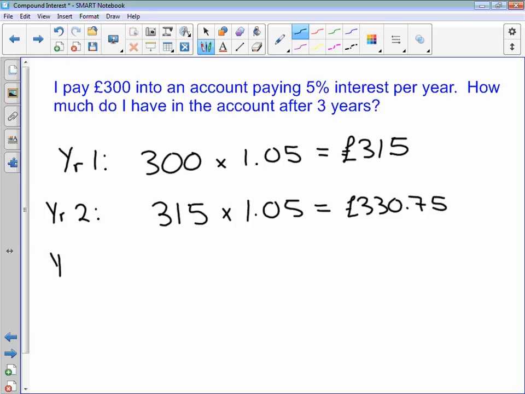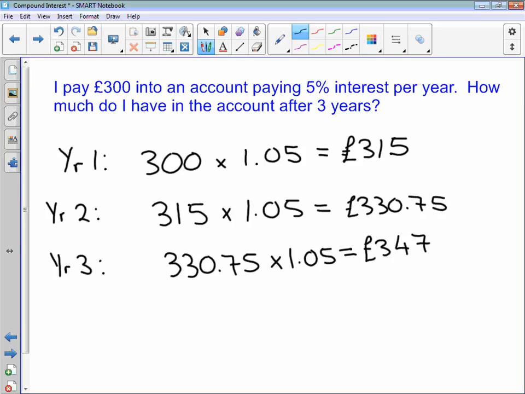The question asked me about how much I would have in the account at the end of the 3rd year. So I need to look at how much interest and amount I would get on £330.75. And if I times that by 1.05, rounding to 2 decimal places, because money is rounded to 2 decimal places, I end up with £347.29.